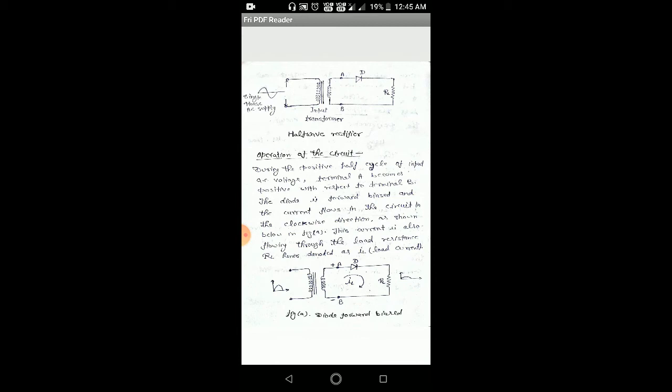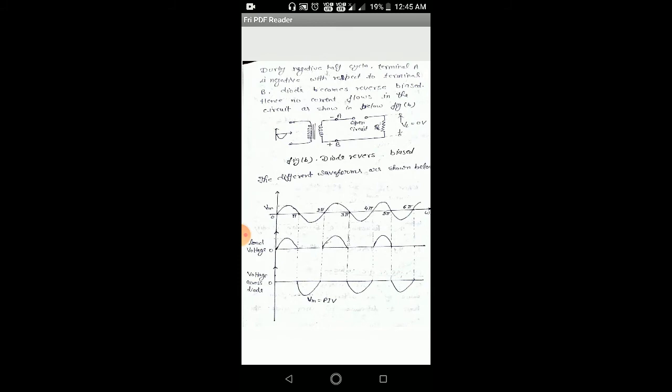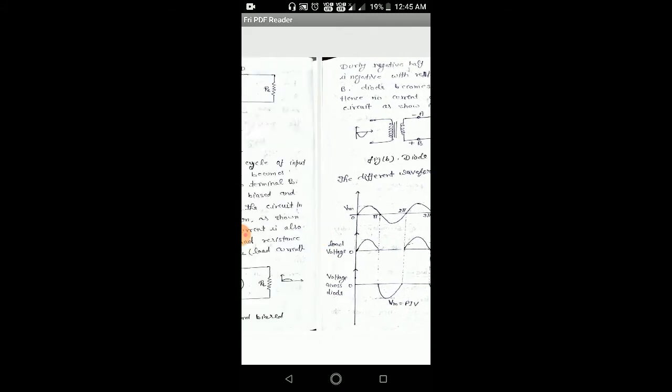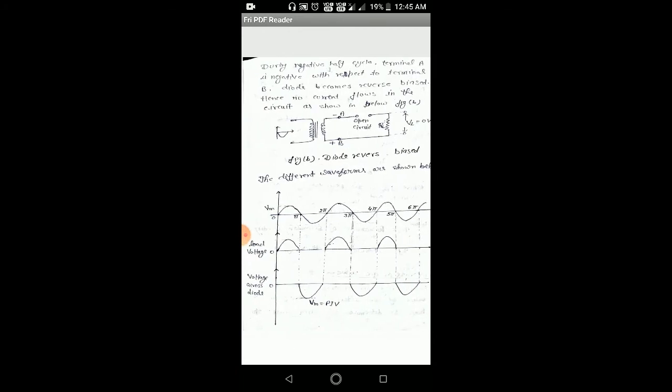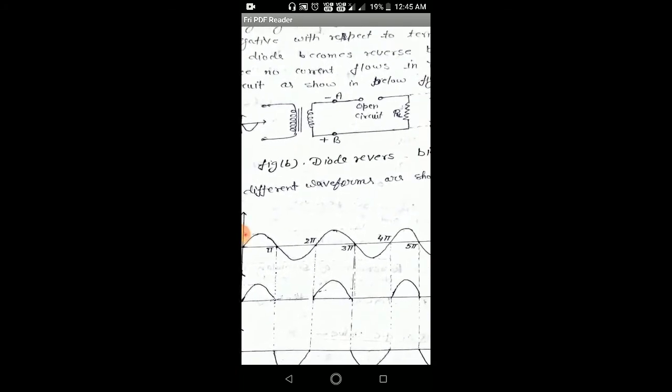And during the negative half cycle, terminal A is negative with respect to terminal B. So the diode becomes reverse biased and hence no current flows in the circuit, as shown in this diagram. Here the diode acts as an open circuit, so there is no current flow through the load resistor RL.